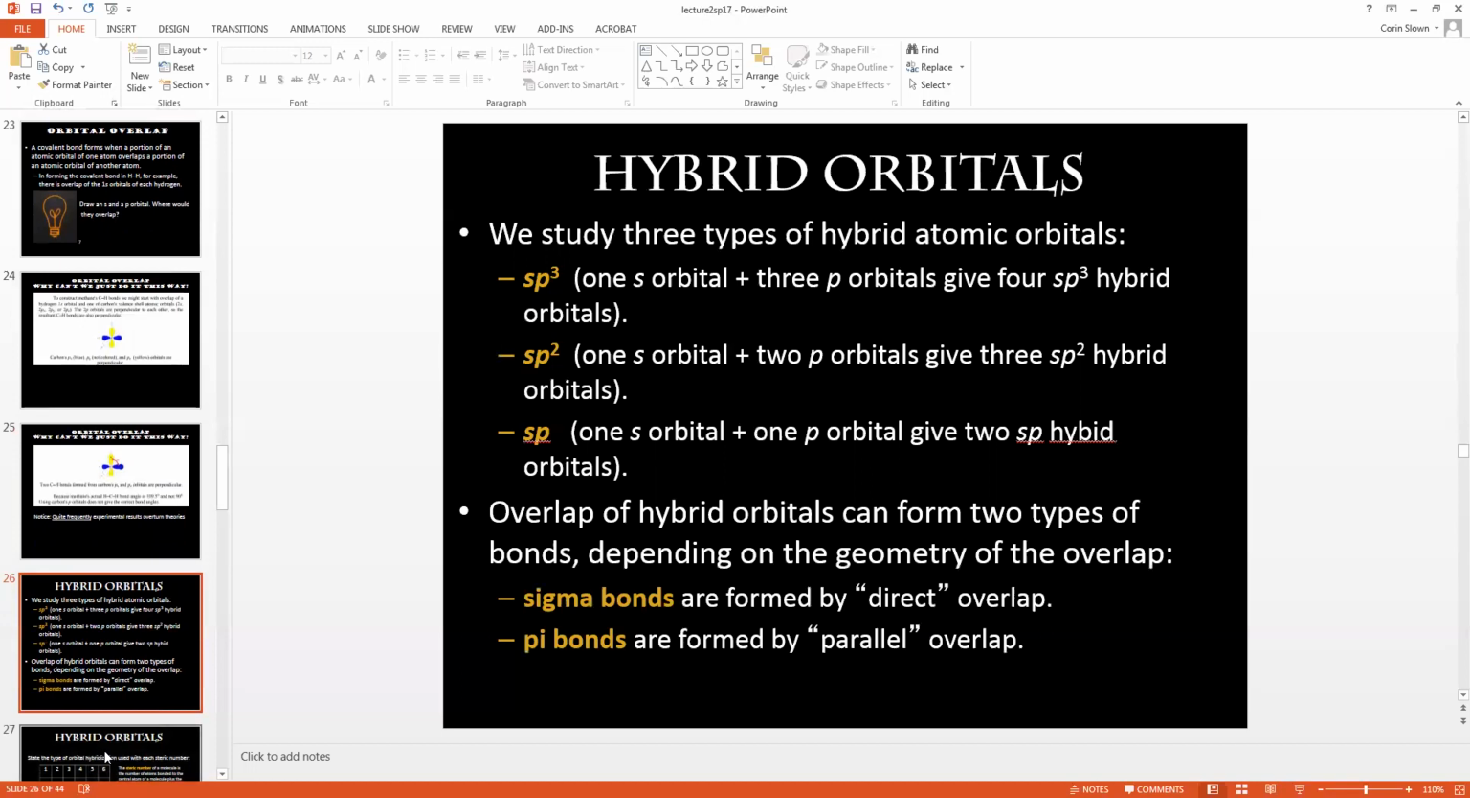So we study 3 types of hybrid atomic orbitals: sp3, sp2, and sp. Hybrid simply means the combination of an s and 3 p's, or an s and 2 p's, or an s and 1 p. The overlap of hybrid orbitals can form two types of bonds, depending on the geometry of the overlap. Sigma bonds are direct overlap, pi bonds are formed by parallel overlap.